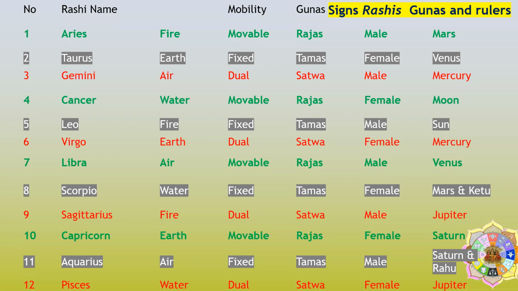It doesn't want to move, it wants to remain the same, doesn't want to challenge the status quo at all. Versus, if you take the cardinal signs, which are the Chara Rashis, the movable signs, they are all Rajasic. That means there's a constant flurry of activity. They're constantly thinking about things and initiating and doing. So they are united in that. Their tendencies are very similar.